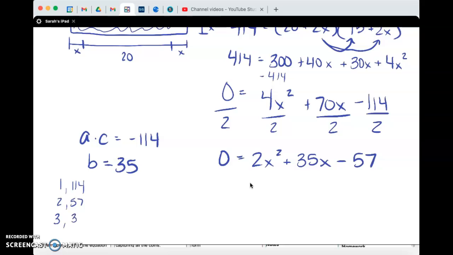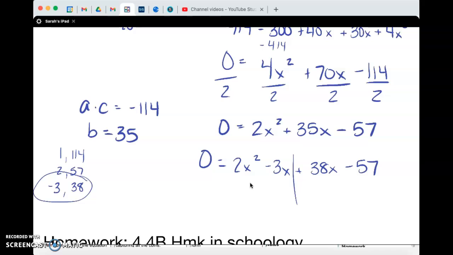Yep. Oh no, that's the right one, right? Yeah. Okay. So then 3 has to be negative? Yeah. So then we write it as 2x squared minus 3x plus 38x minus 57. Gosh, I'm making myself all confused too. Okay, good enough. What can I take out? For some reason I thought my B value was 57.